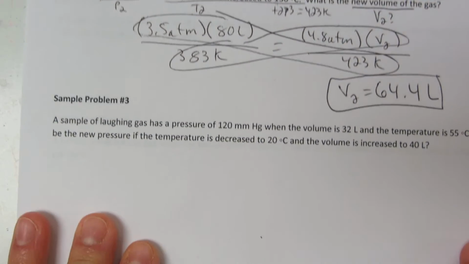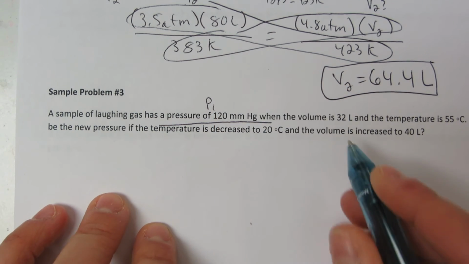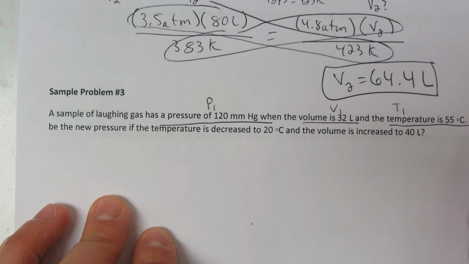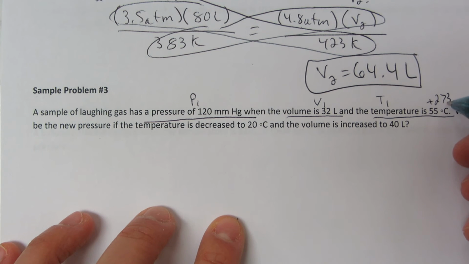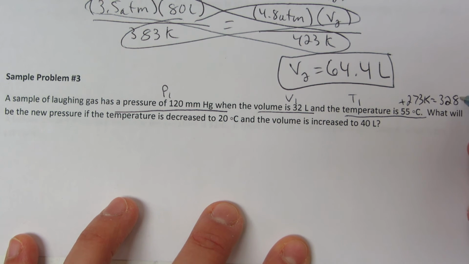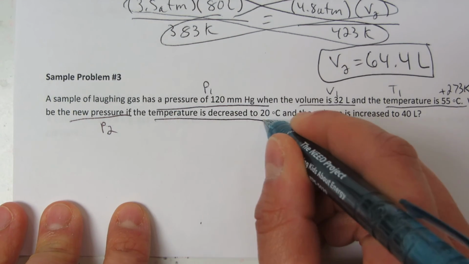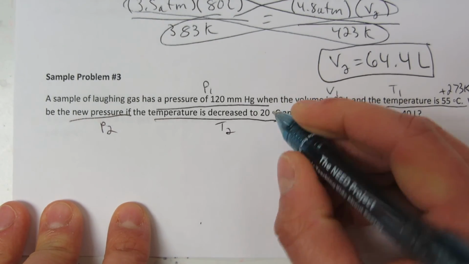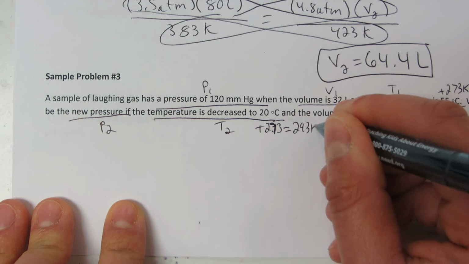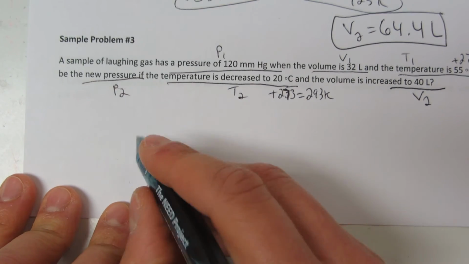All right, one last one. Sample of laughing gas has a pressure of 120 millimeters mercury, P1, volume of 32 liters, V1, temperature 55 degrees Celsius. Now that's Celsius, so we have to add 273 to that to get it to Kelvin. So that would be 328 Kelvin. What will be the new pressure? We don't know P2. If the temperature decreased to 20 degrees Celsius, T2, Celsius, we've got to add 273 to that to get it into Kelvin, which would be 293 Kelvin. And the volume increased to 40 liters. That's your new volume.